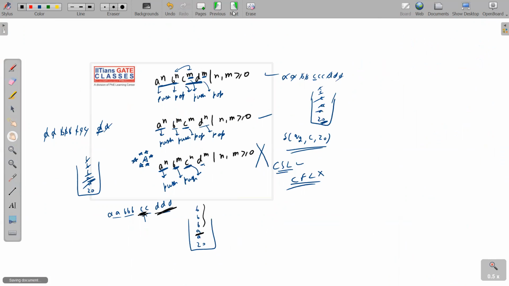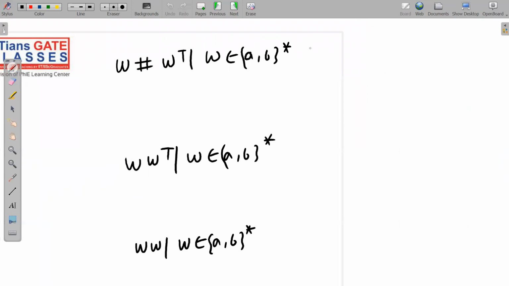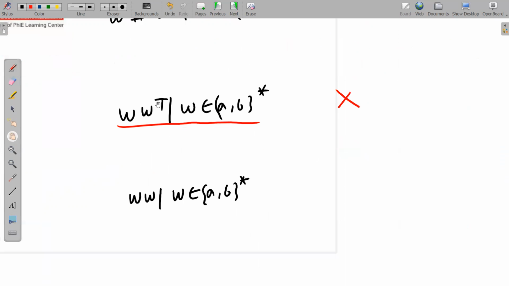Okay, so let's jump to the next slide. See here, WW transpose, I have already told you this is DCFL, so no need to waste time again and again. Is the next one DCFL? No, because I have already shown you. Now this will be CFL. It won't be DCFL, but it will be CFL because we have constructed an NDPDA. Just a few slides back, I have told you.